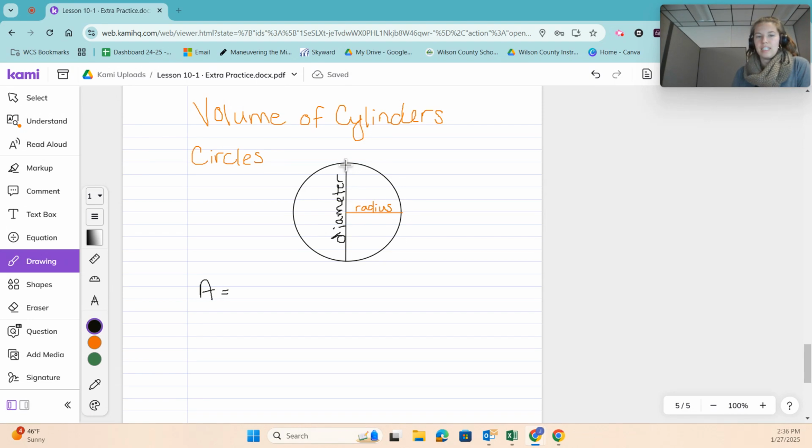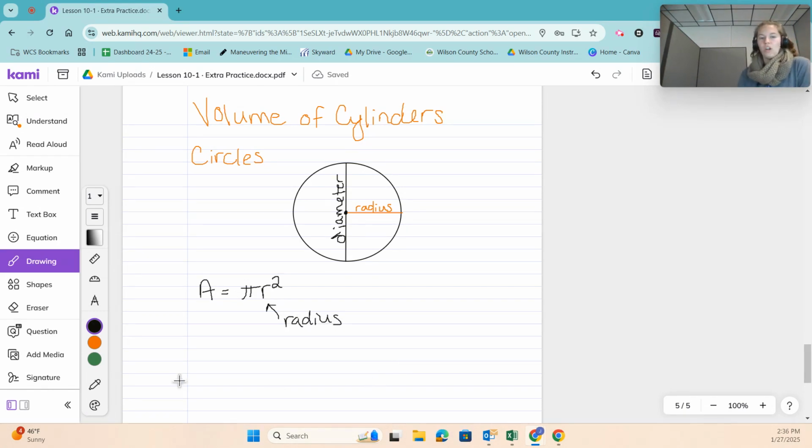The distance from one side of the circle to the other through the center is the diameter. The diameter is the longer distance. It is also the longer word, to help you remember those things. In order to find the area of a circle, we use pi times radius squared. So the area of a circle is pi times radius squared.